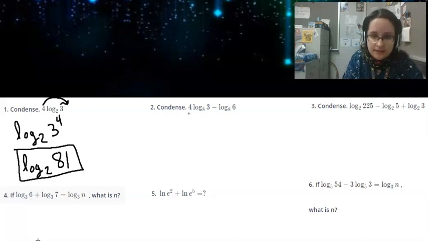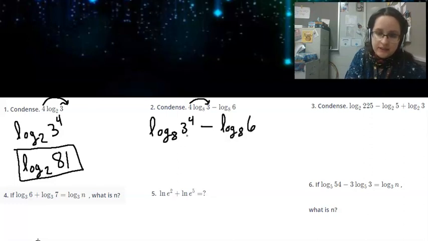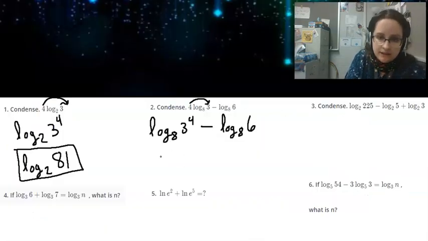Okay, number 2, condense 4 log 8 of 3 minus log 8 of 6. So you want to use the power rule like before, and we'll rewrite it for the first term. So we have log 8 of 3 to the 4th power, and then minus log 8 of 6. Now, we're subtracting two logs that have the same base. Because they have the same base, we can use the subtracting logarithms property. Log b of x minus log b of y equals log b of x over y.